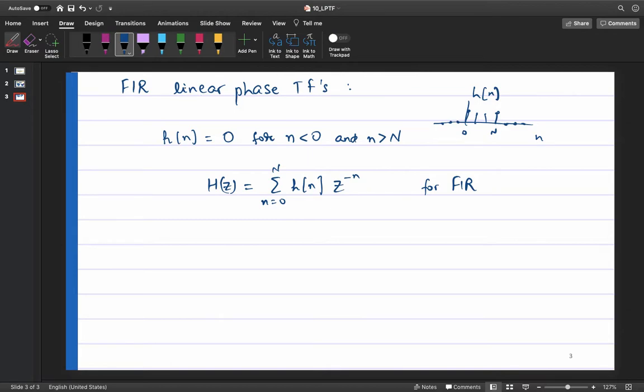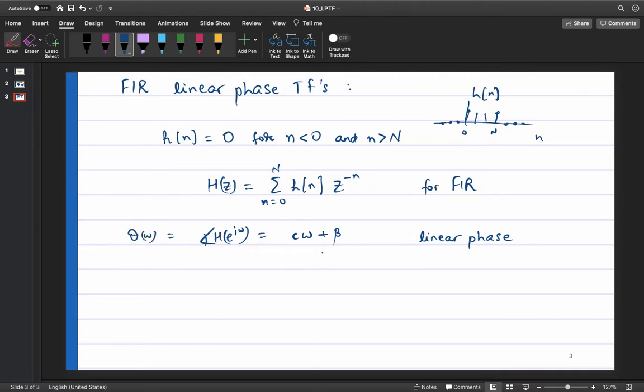Now, what is the meaning of linear phase? Linear phase means the angle of H(e^(jω)) is basically linear. What does that mean? It means this is equal to some constant c times omega plus some beta, right? It is linear in omega. You can also call this your theta of omega.